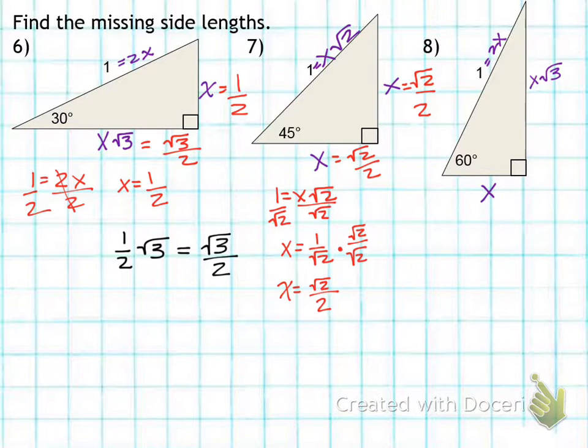So we should get the same values, but we can still work through the process the same way. We start with this equation. So I have 1 equals 2x, divide by 2, I get x equals 1/2. So the short side is 1/2, and this side is root 3 over 2.